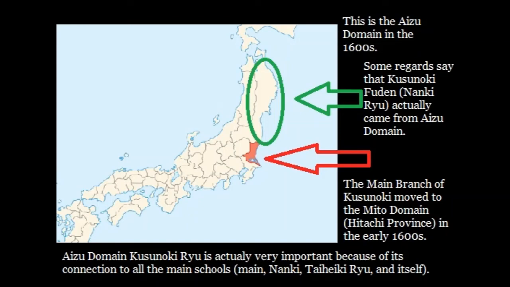And again, the Izu Domain Kusunoki Ryu is very important because it's the reservoir of the main schools: the main line, the Nanki Ryu, the Taiheki Ryu, and itself. It becomes a reservoir of these four traditions.